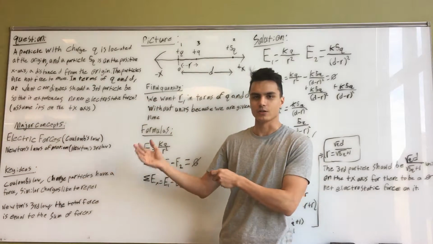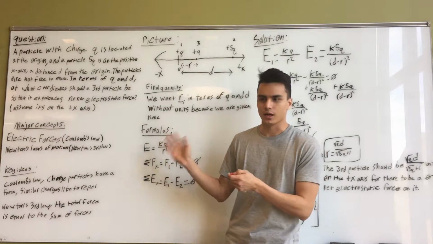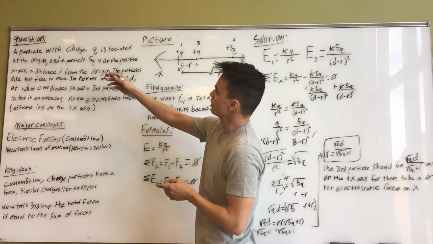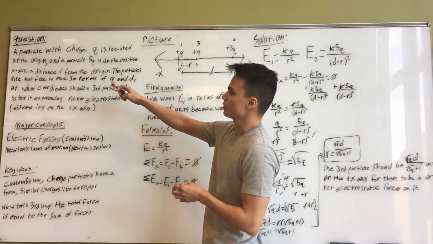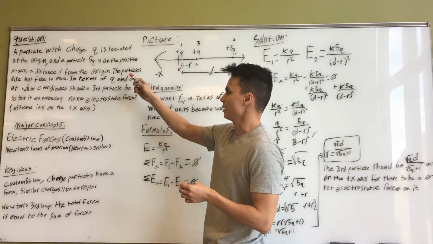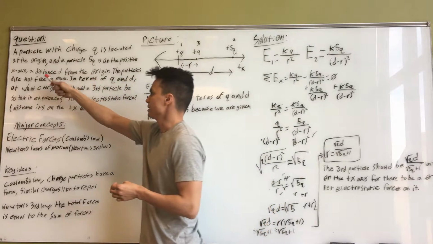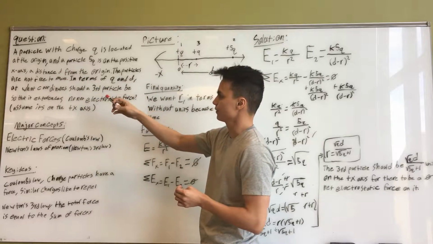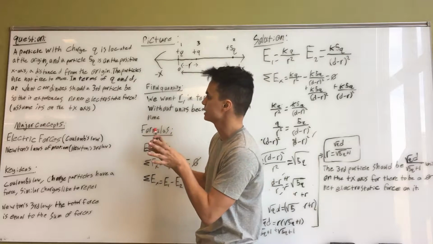So this is my final quantitative question for my Physics 122 final. So we have our question. A particle with the charge q is located at the origin and a particle 5q is on the positive x-axis, a distance d from the origin. The particles are not free to move, so they are bounded to the x-axis.